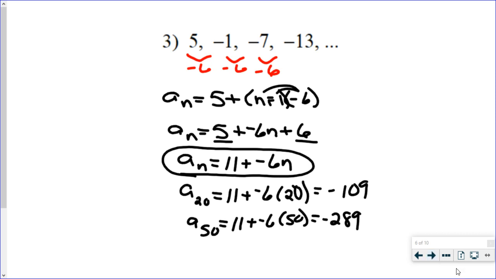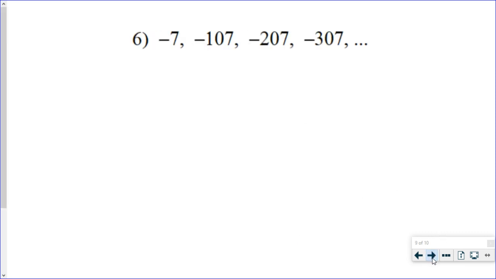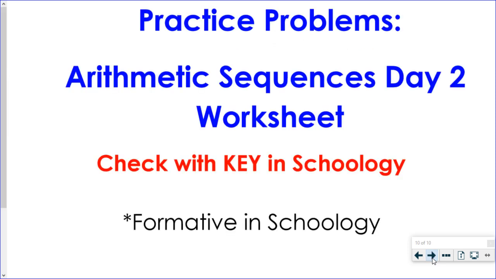Please note for this one, it's going up by 3. So I would start, just to let you know, with the first term being 30, and my common difference now, because they're going up by 3, up by 3, up by 3. Then you do the exact same thing, but this time, because it's going up, it's a positive common difference. We could do a whole bunch more. If you want more, let me know, and we can meet virtually. But I think a lot of you are going to get it.